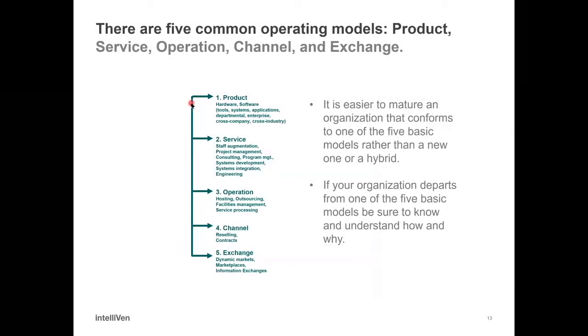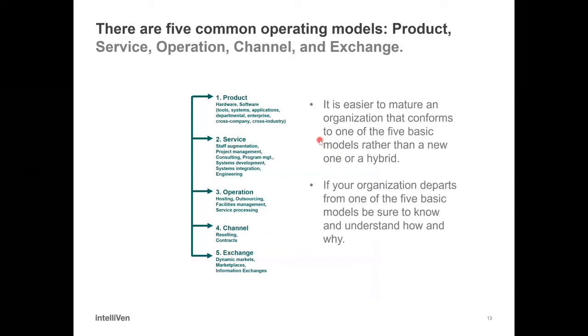Well, it turns out there are 5 common operating models, or ways organizations work. And each more or less defines a different kind of business. We have 5: the product, service, operation, channel, or exchange. And each of these is a completely different business.